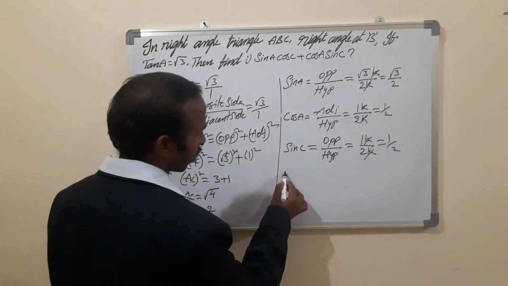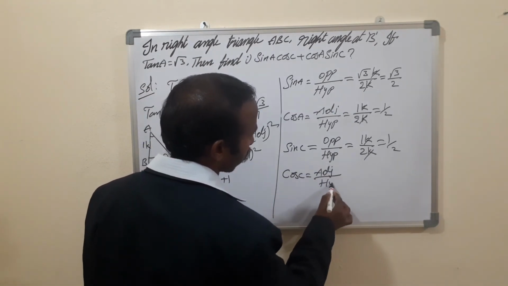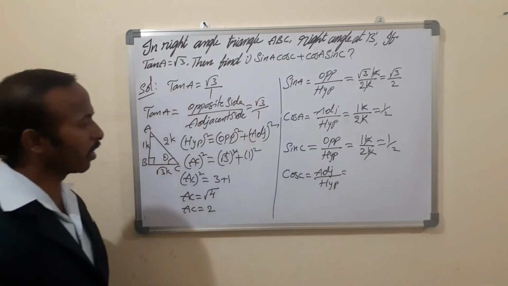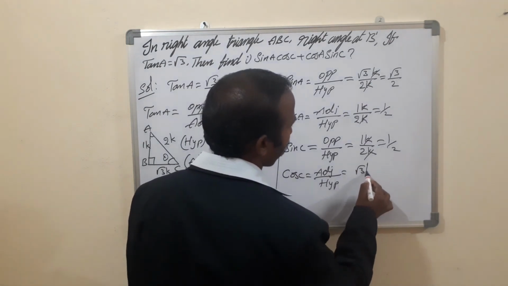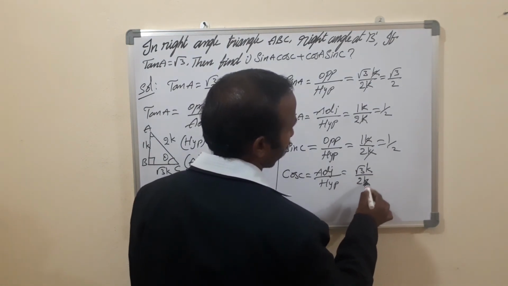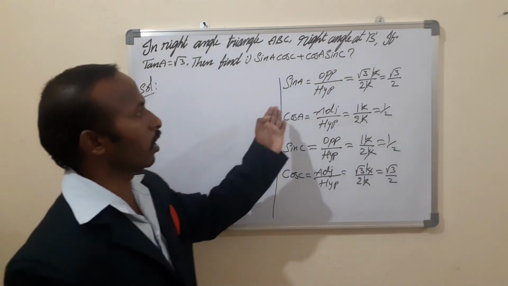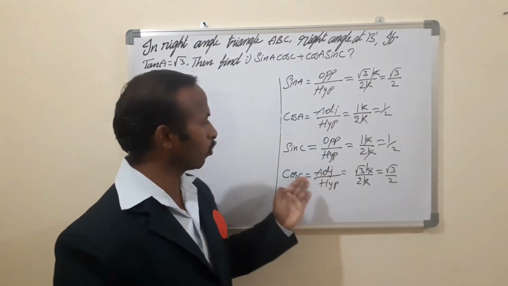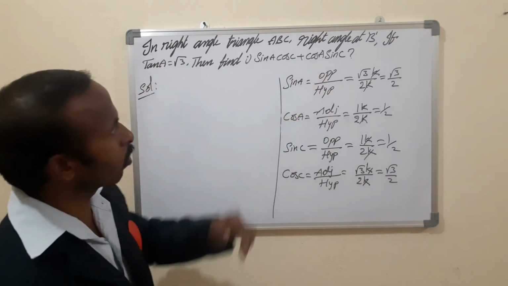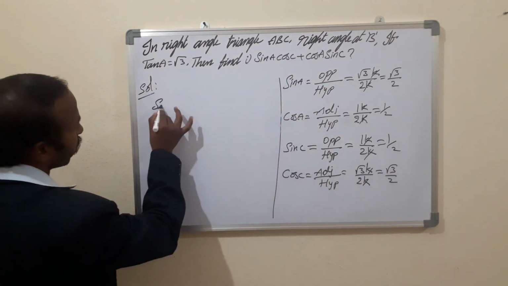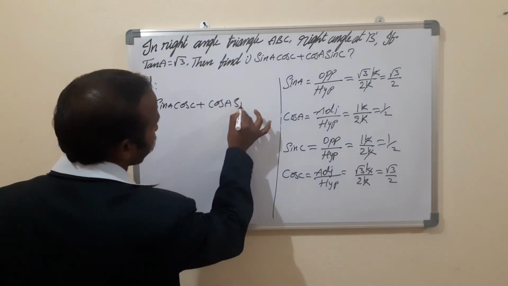Next we'll find the cos C. Cos C equal to adjacent side by hypotenuse. Adjacent, from C, what is adjacent? That is root 3k by hypotenuse 2k. K get cancelled. Root 3 by 2. Now finally we got sin A is root 3 by 2, cos A is 1 by 2, sin C is 1 by 2, cos C is root 3 by 2. These values will substitute in the question. The question is sin A cos C plus cos A sin C.